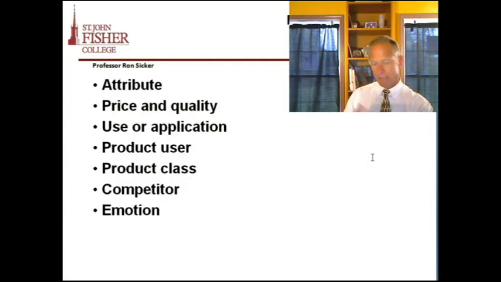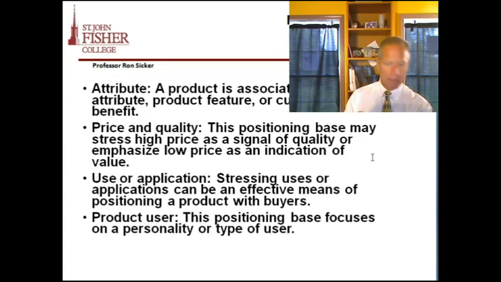So positioning is based on attributes, price, use, product class, etc. Attribute would be a product or feature associated with a particular product. Oftentimes, cell phones are positioned by attributes or feature. Price and quality is probably the easiest one to position. Oftentimes, lower priced products have a perception of lower quality. That is not necessarily true. For instance, I find the quality of Aldi's products as good as the quality of most Wegmans products. I find the quality of Aldi's products as good as manufacturer's brand, yet they are positioned low price.